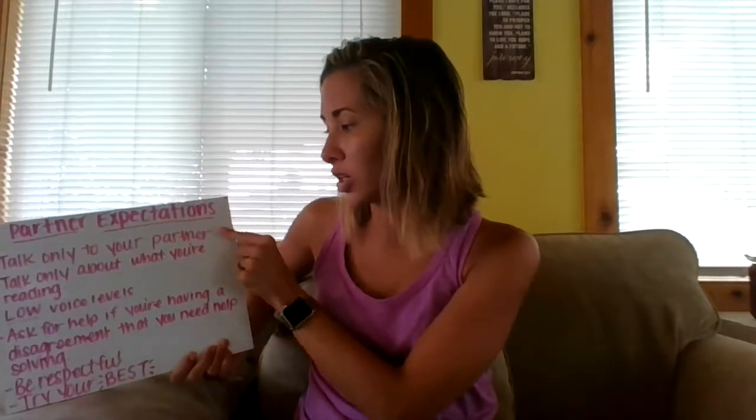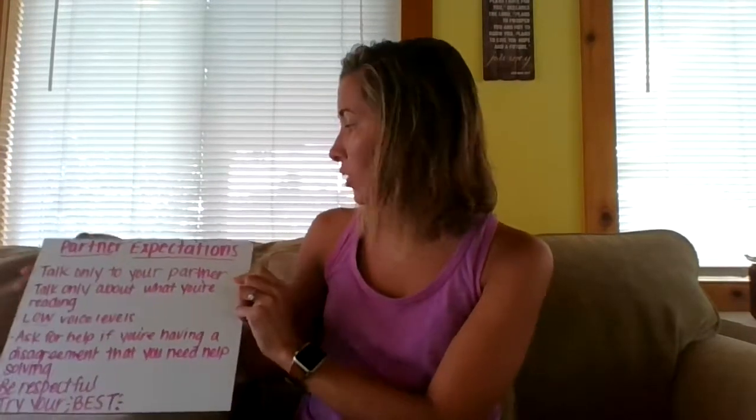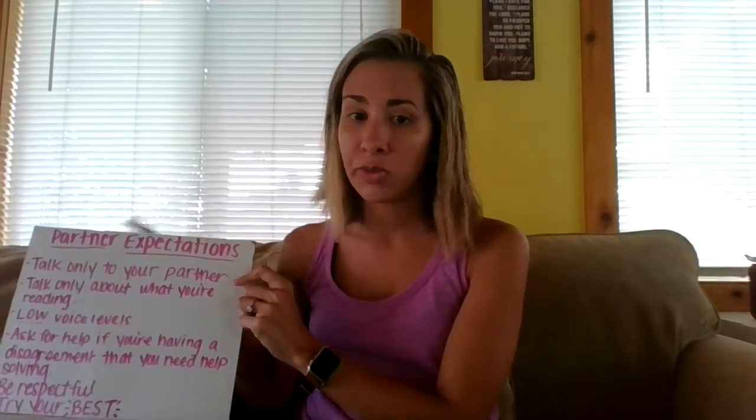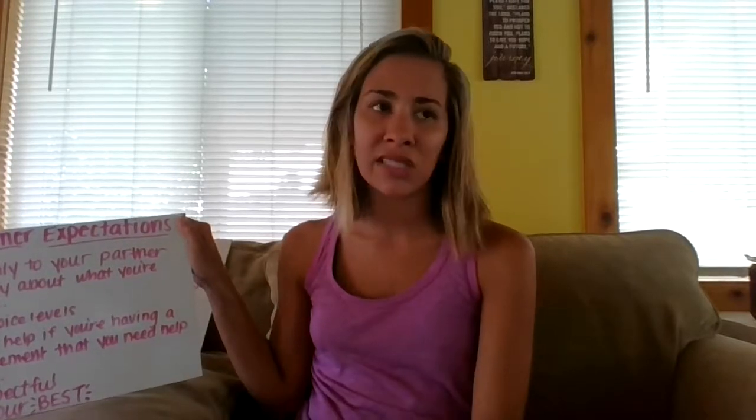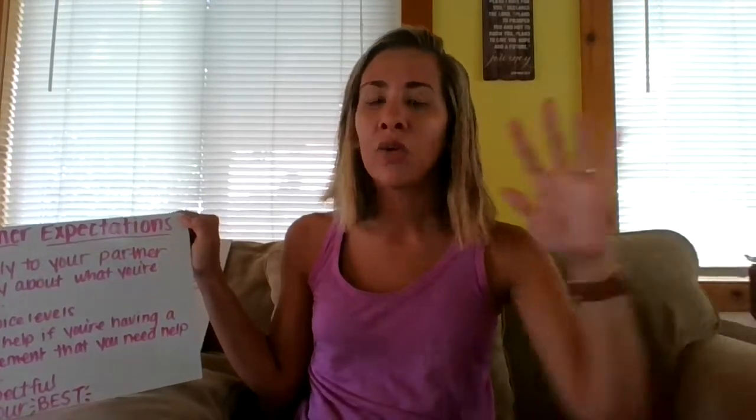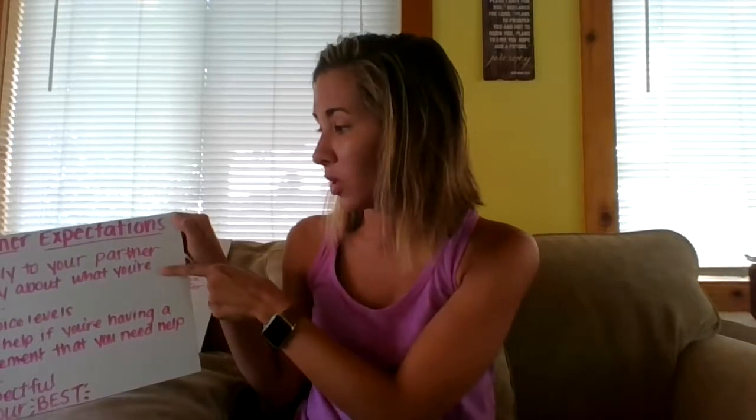But we do have some expectations that I want to tell you guys before we even start this activity. These are the same expectations that we've had for any sort of partner activity, but we need to go over them again. So first, we're going to only talk to our partner when we're in this activity. You guys have your partners. Those are the only people you should be talking to. We're only going to be talking about what we're reading. We want to stay on task because if we're talking about everything else other than our reading, we're not going to become strong readers. So we need to focus on that one. We need to use low voice levels because you guys are all going to be reading at different times or at the same time but different books.